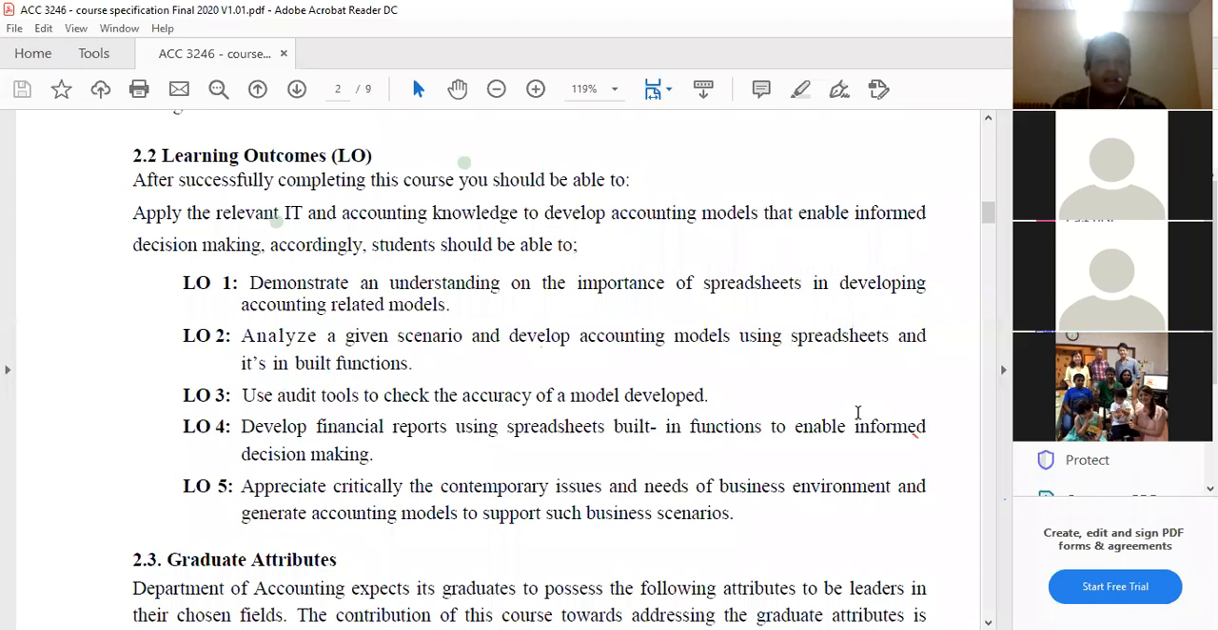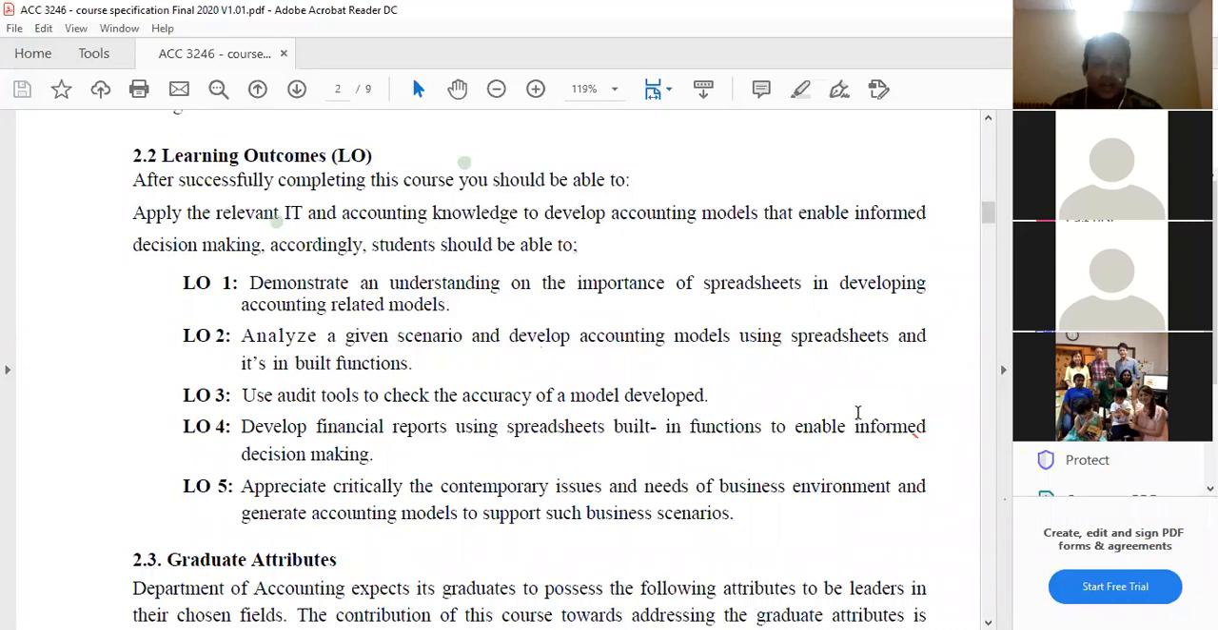Then, most importantly, upon the development of a particular model, it is very important to ensure that the model is working properly under different circumstances. Therefore, accuracy is of utmost importance. So we would expect you to make use of the different audit tools available in this spreadsheet package to ensure the accuracy of the model and that the model is error-free. This is one of the learning outcomes that we expect to develop in you.